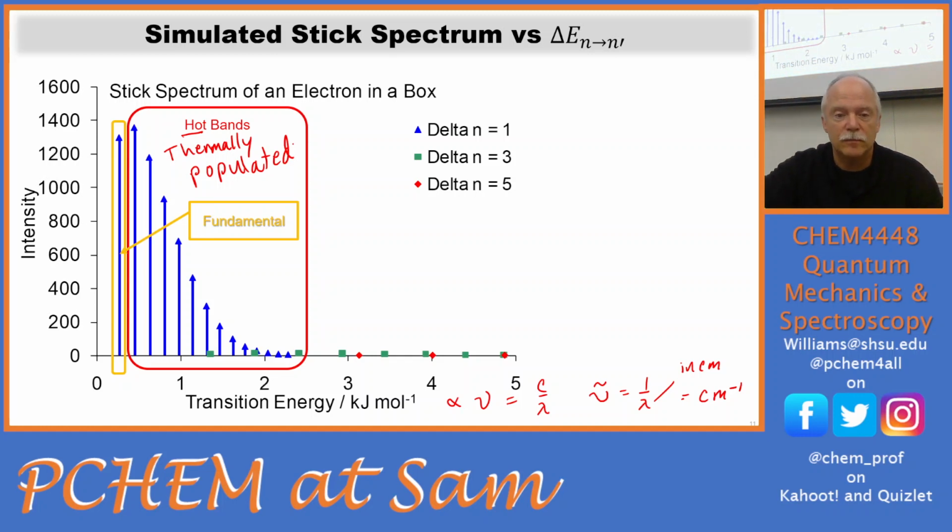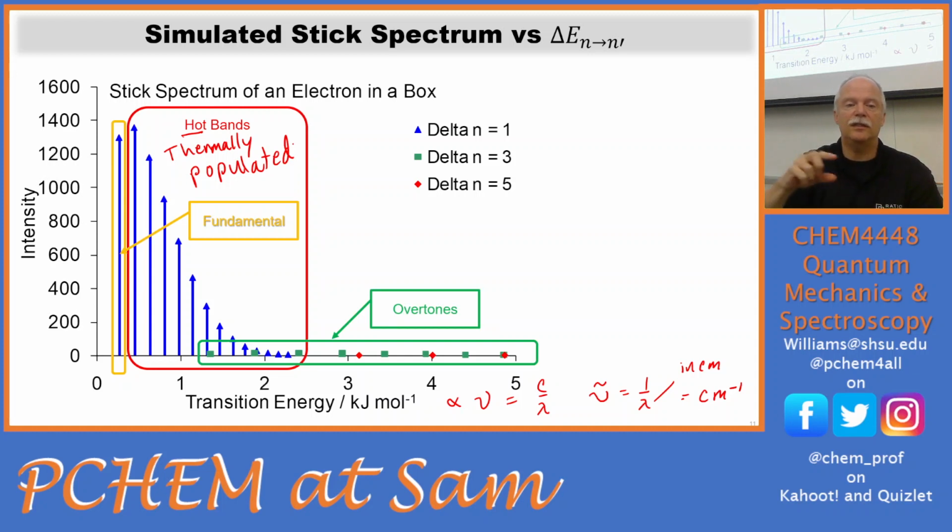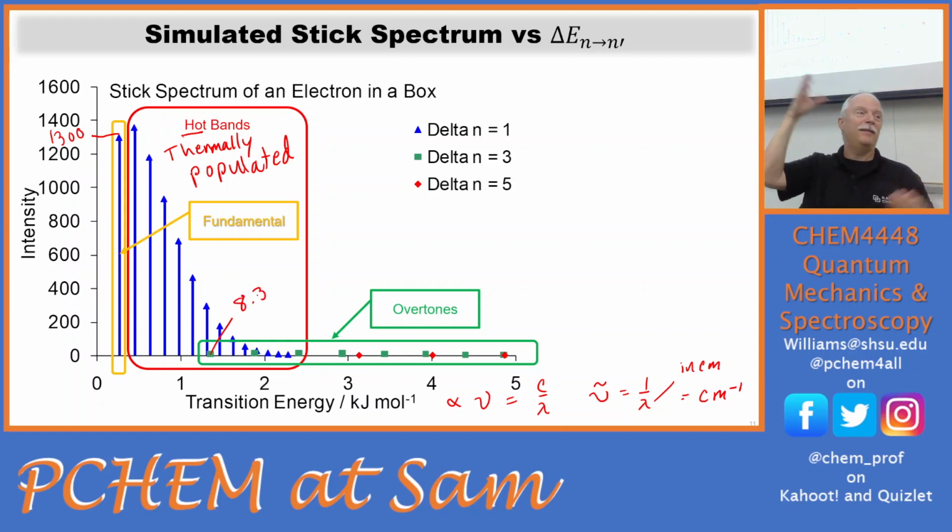Okay. And then these are the overtones. This is the delta n equals 3 and delta n equals 5. I don't have any 7s on here, but they would be allowed as well. But you see how much smaller their intensity is. So this was 1200, close to 1300 right here. And this one here, the first overtone, was 8.3. So plotting those on the same graph, you can do it, but the 8.3 is really just right on the axis when you're plotting 0 to 1300.